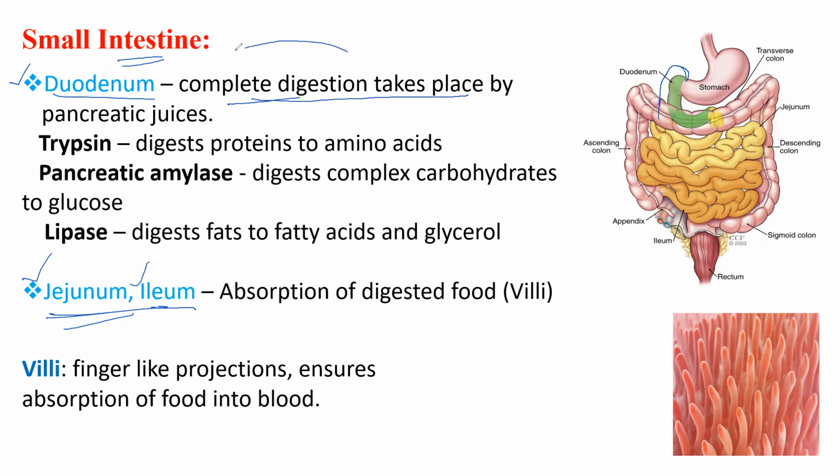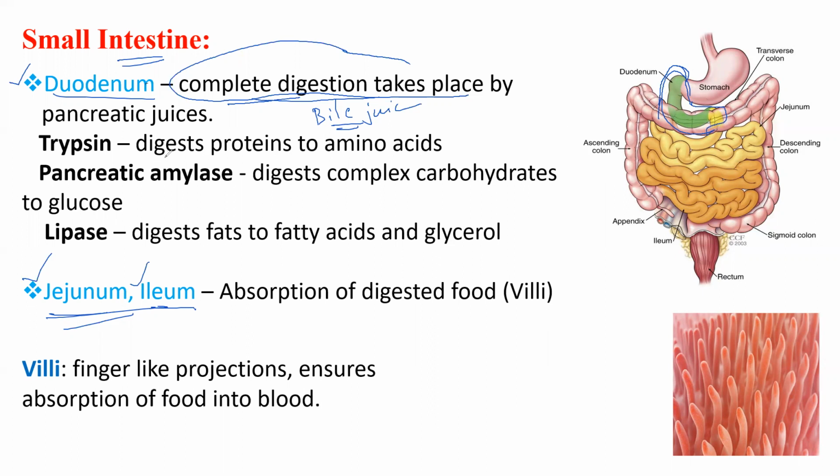For the complete digestion, it requires the digestive juices. What are they? We already studied them: bile juices and pancreatic juices. Bile juices make the medium in the duodenum alkaline, where the complete digestion takes place.